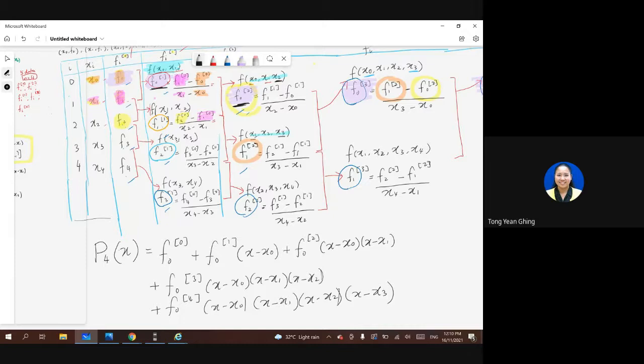So if let's say this one, we have 5 data points. So our polynomials become like this. Our Newton interpolatory divided difference polynomial. So okay. Boleh hadam ah?